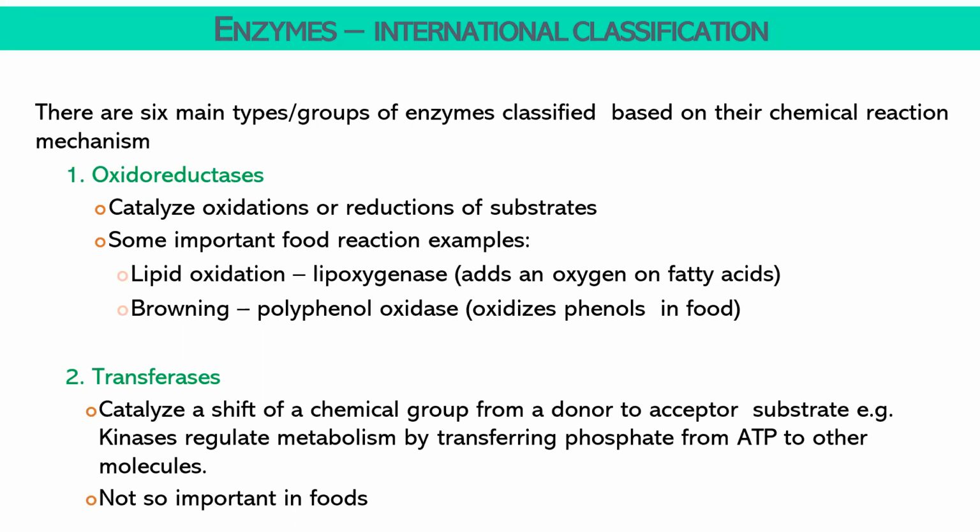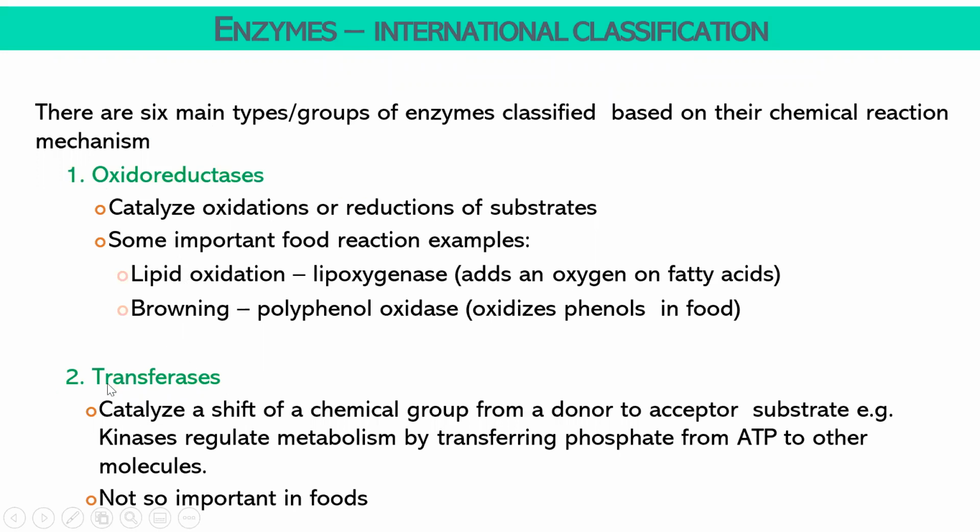For the last part of classification, we have 6 different groups. One is Oxidoreductases, which catalyze the oxidation process or the reduction process. Some of the examples are lipid oxidation, adding an oxygen to the fatty acid, or oxidizing phenols in the food. Those are some of the important oxidation reactions. Now, why do we put them together? Because these happen together. When something is getting oxidized, another thing gets reduced. So they are happening simultaneously.